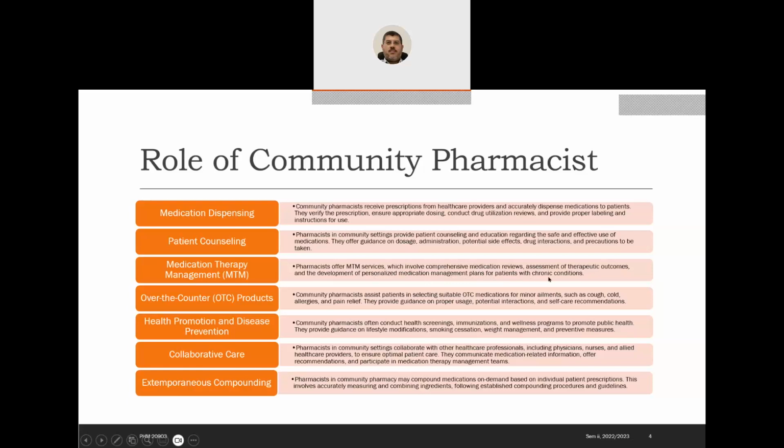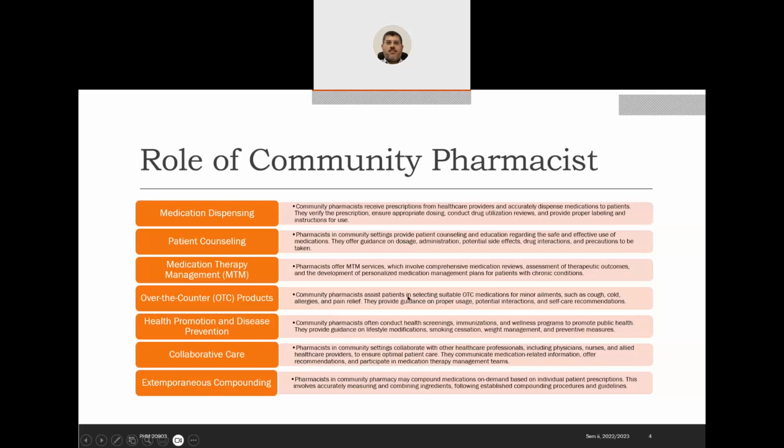personalized medication management plans, and if there is any requirement for modification of doses, of dosage regimen, of medication plans in general, there should be some collaboration with other healthcare professionals. So they collaborate with other healthcare professionals, including physicians, nurses, and allied healthcare providers to ensure optimal patient care. Communicate medication-related information, offer recommendations, and participate in medication therapy management team. So this medication therapy management is done in collaboration with the healthcare provider. The pharmacist cannot take the decision to change the medicine on his own, but he has to consult with the physician and get approval. Okay.